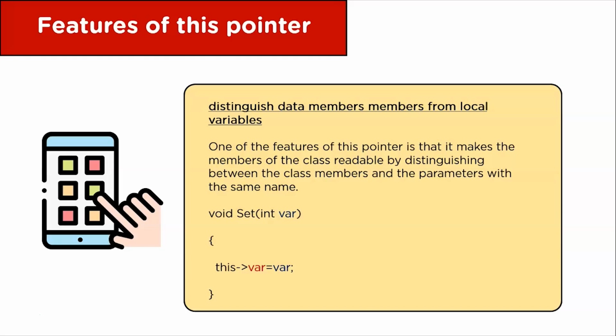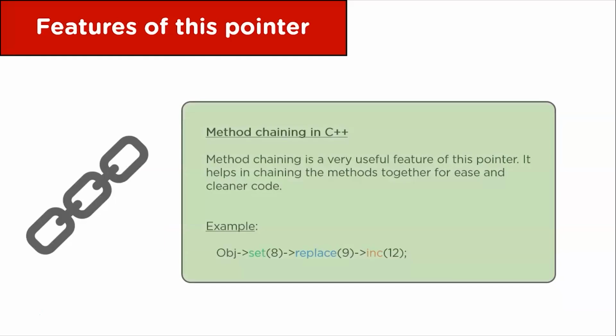Now let's move to the next feature, that is method chaining in C++. Method chaining in C++ is a very useful feature of this pointer. It helps to chain methods together for ease and cleaner code. In this, each method returns an object and allows the calls to be chained together into a single statement. It helps in invoking multiple methods that are chained together, as we can see in the example. Set method, replace method, and inc method are chained together in a single statement, and arguments are also passed.